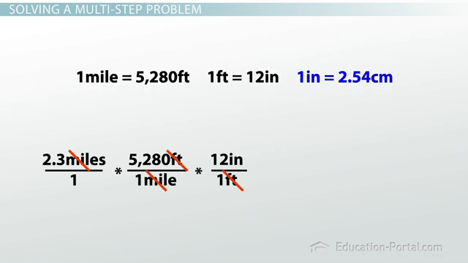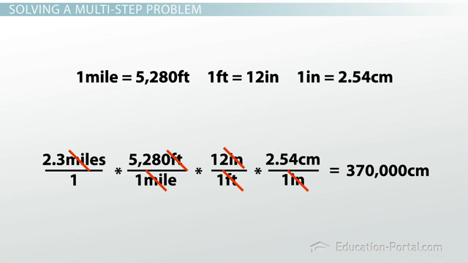We need to convert to centimeters, so we place our final conversion factor in the line in a way that allows us to cancel out inches and convert to centimeters. So inches would need to be at the bottom. If we multiply everything out, we get 370,000 centimeters. The biggest issue people have when converting units is they're not sure whether to multiply or divide. If you set up every problem just like this, it should become clear whether you will need to multiply or divide, and you will reduce your risk of error.